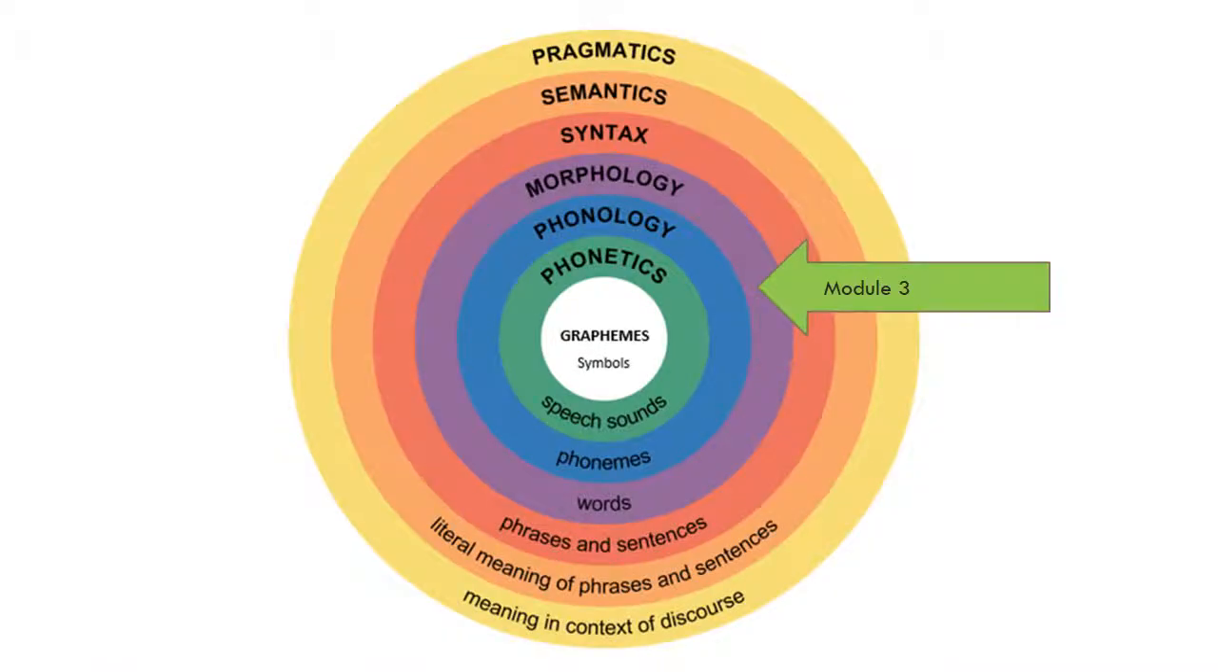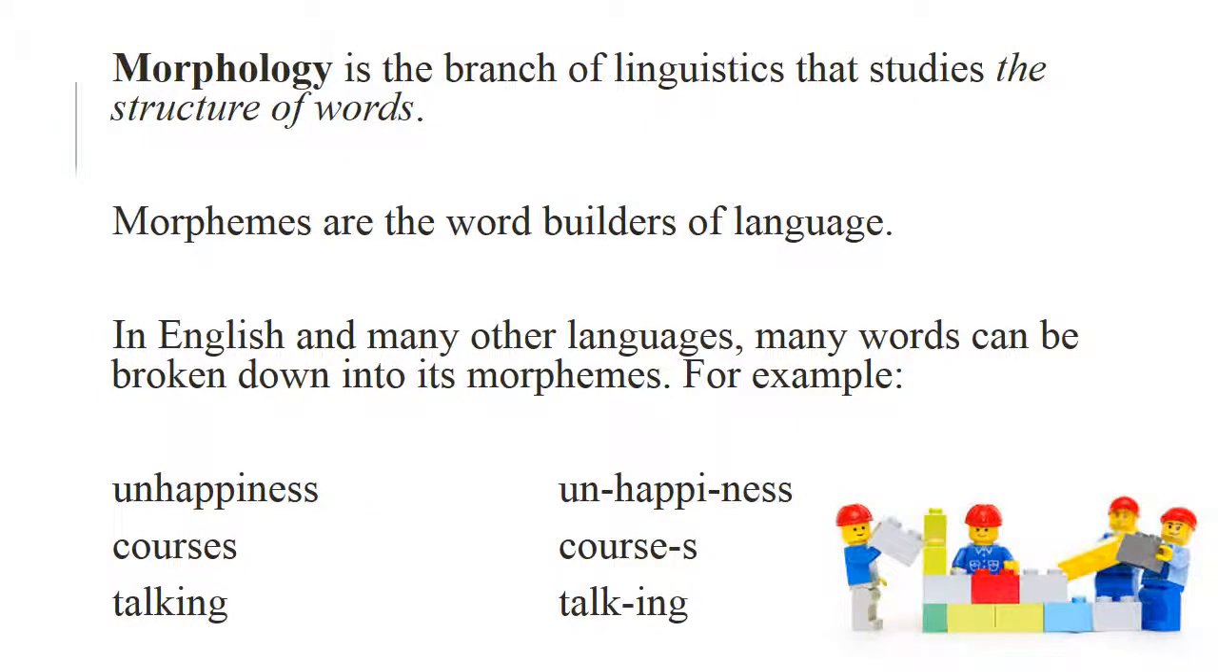In Module 3, we are focusing on morphology, which is the study of building words. Morphology is the branch of linguistics that studies the structure of words. Morphemes are the word builders of language. In English and in many other languages, many words can be broken down into their morphemes.